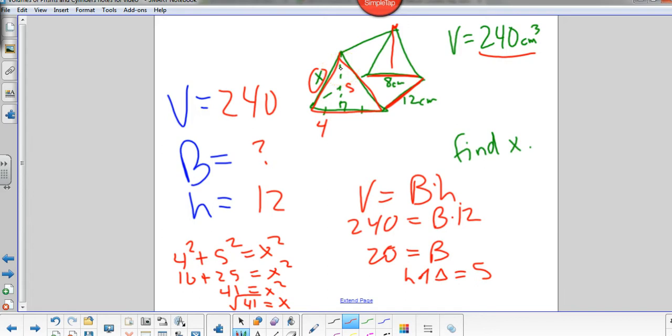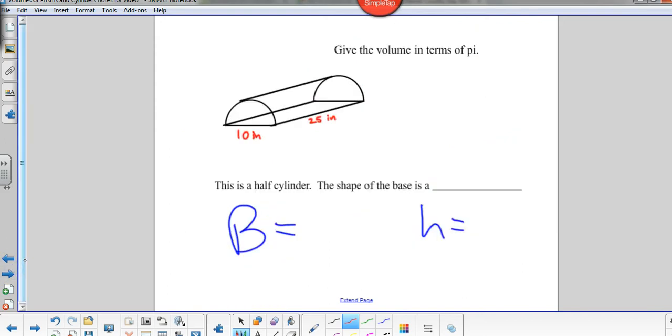Tough problem, a lot of things going on here. We had to use the volume formula, we had to solve that, and then use the area of the triangle to find that the height of the triangle was 5, and then use Pythagorean to find that x is root 41. Alright, and then we can use another one here.